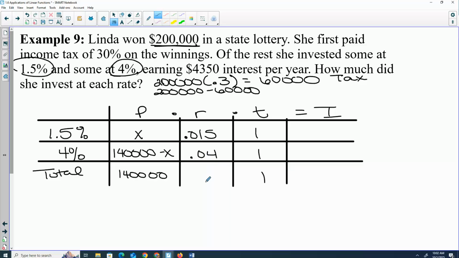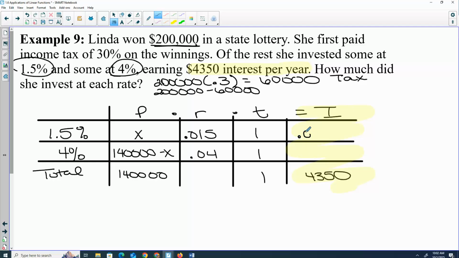I don't know this interest rate for my total, but that's actually not a problem, because what else did I tell you in the question up here? What haven't we used yet? I told you how much interest she's getting. Her total interest is $4,350. Our goal is just to get this final column. If I have some holes over here in my table, that's fine as long as I have the final column.